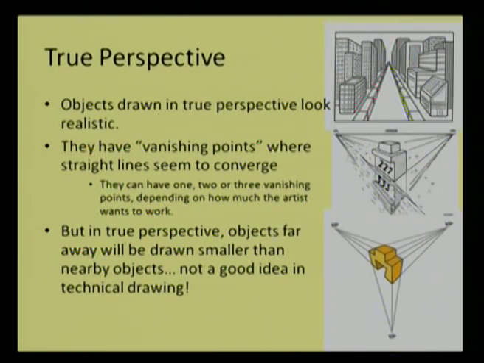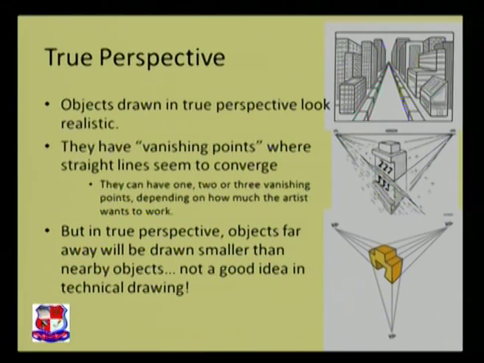We use true perspective projection when we need a brief idea about the total length. As you can see in the picture, the object is drawn in a true perspective look. It looks realistic, like a photograph has been taken, and it has vanishing points where straight lines seem to converge. They can have 1, 2 or 3 vanishing points depending on how much the artist wants to work.